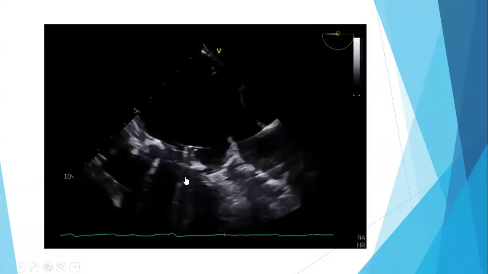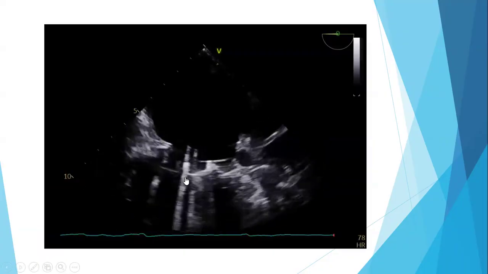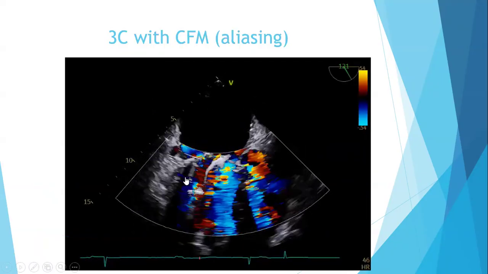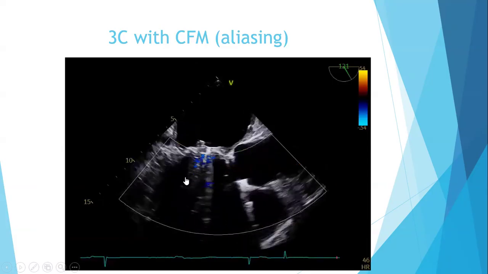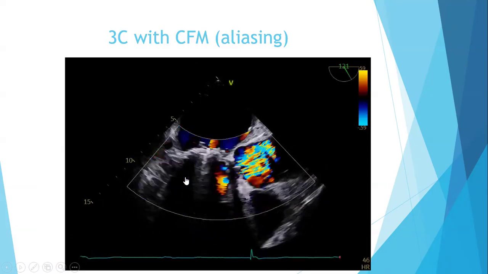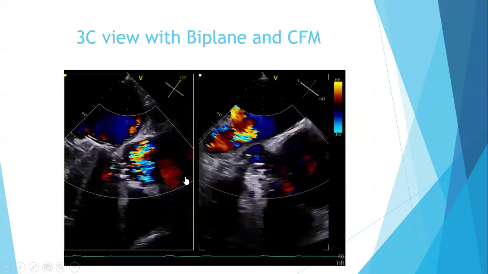This is again another view to appreciate the motility of both occluders and to appreciate the presence of a very small mass as measured by the transthoracic echo. It was a 5 by 9 millimeter mass. Color flow mapping here in the three-chamber view shows aliasing across both valves, the mitral valve and the aortic valve.